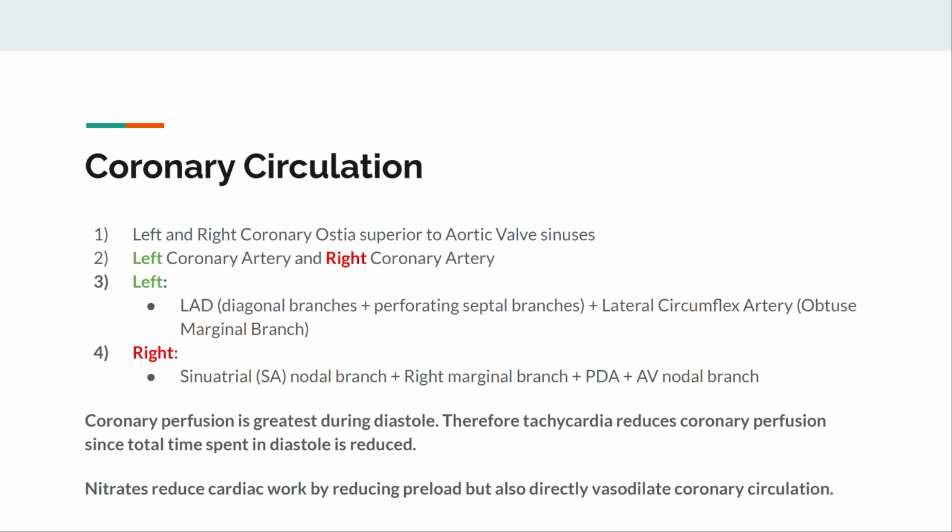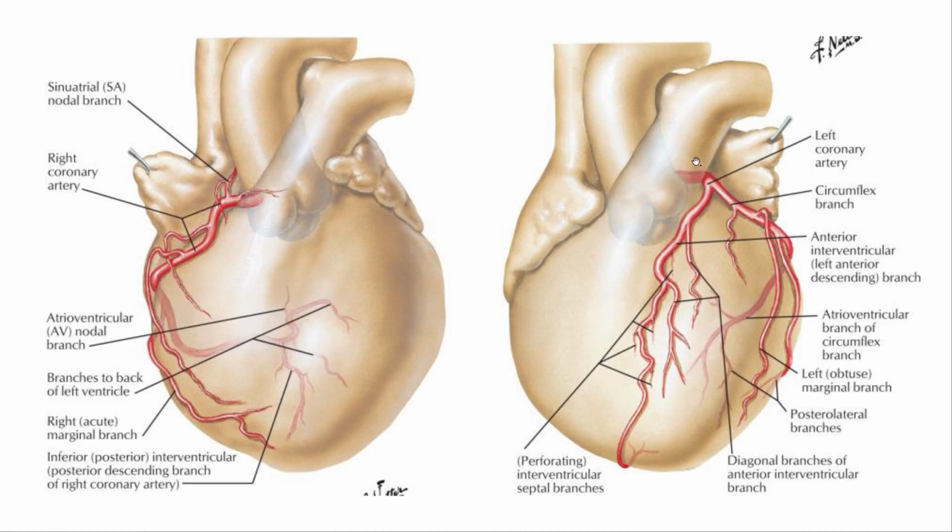The other point about coronary circulation is that coronary perfusion is greatest during diastole. So tachycardia reduces coronary perfusion because you're spending less time in diastole when you become tachycardic. And also nitrates, they reduce cardiac work by reducing preload through venous vasodilation, but they also do have some vasodilatory effects on these coronary vessels themselves. But that's not actually their main mechanism of action for angina treatment, interestingly. Here's just a diagram of those, which I'm sure you've burned into your mind with your anatomy study.